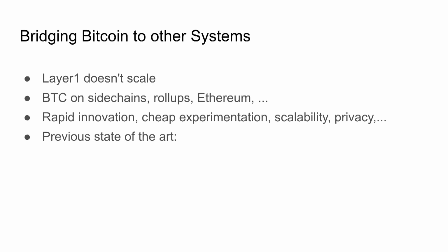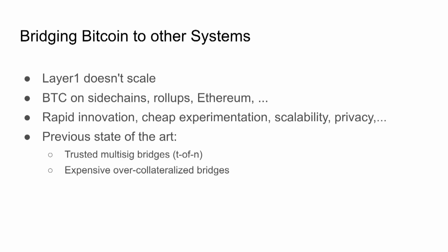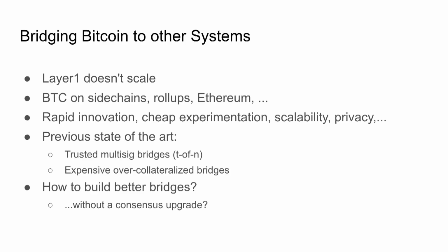And the previous state of the art for bridges was just trusted multi-sig bridges. You can do slightly better with expensive over-collateralized bridges, but they're not really practical. And now the question is how to build better bridges. In particular, without a consensus upgrade, because Bitcoin is extremely hard to change, and it's very hard to get any consensus on any update. Even the most simple updates are pretty hard in Bitcoin. So what we're actually doing here is we are solving a people's problem.